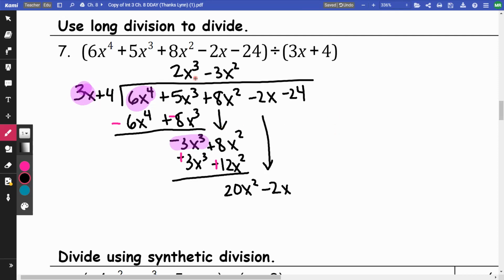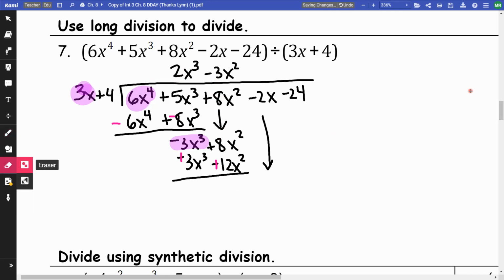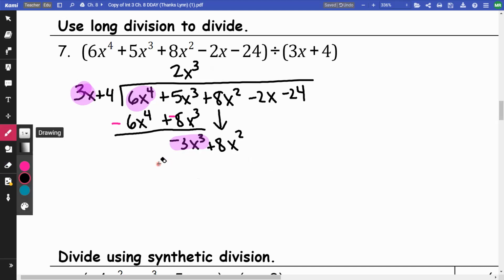Let's see. Just double checking my signs. Okay, so that's a 6x to the fourth, an 8x cubed. I got a negative 3x cubed, brought this down. Multiplied, I got a negative, here's my problem. I just saw I got a 20, which isn't going to be nice. So let me just backtrack for a second. Right here, when I am multiplying 3x times something to get a negative 3x cubed, I apologize, that is a negative x squared.